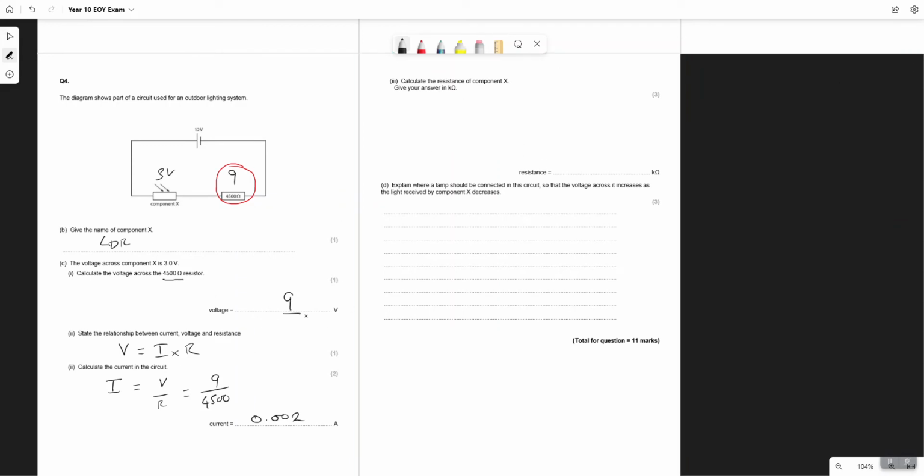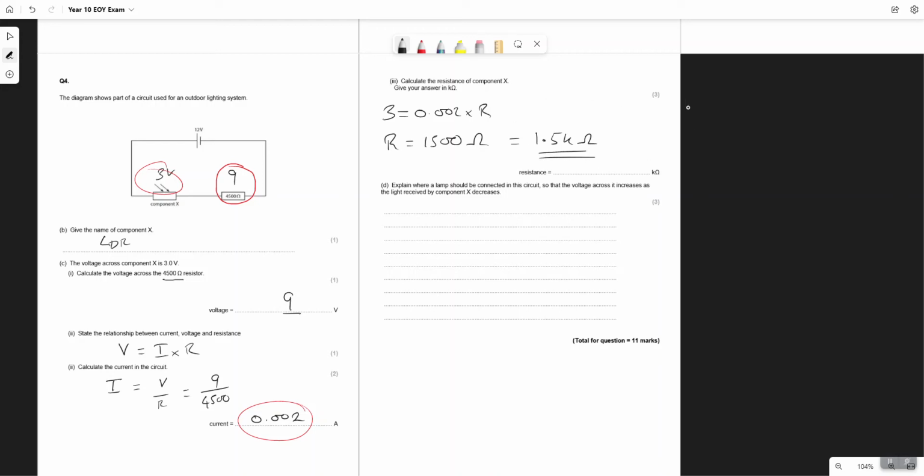So we're using the same equation again. But this time we've got the current and we've got the voltage. So we want to use this number and this number now. So we go back to using V equals IR again: 3 equals 0.002 times R, and that gives us the value of R is equal to 1,500 ohms. Convert that to kilo ohms, divide by 1,000, 1.5 kilo ohms.